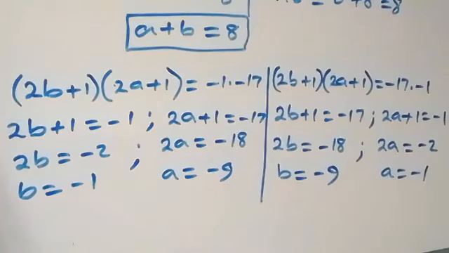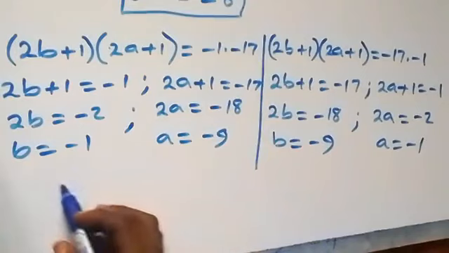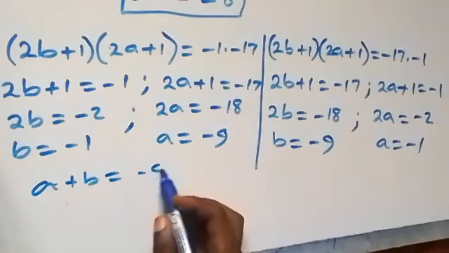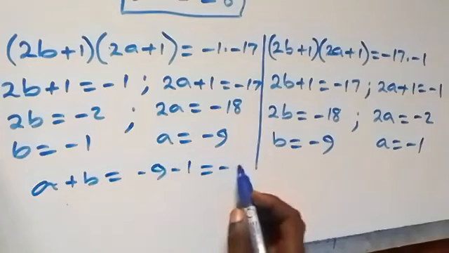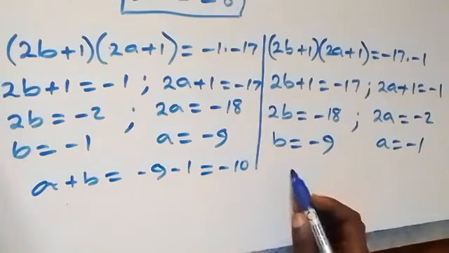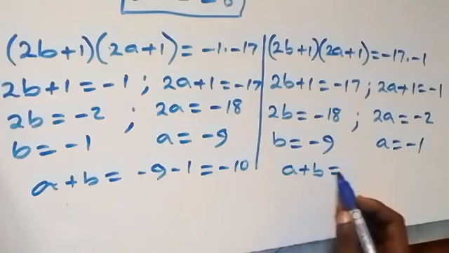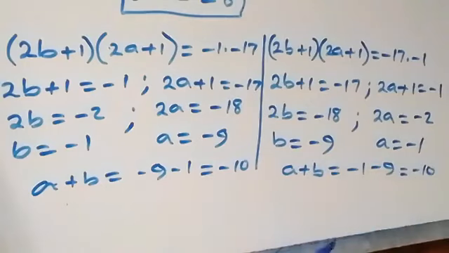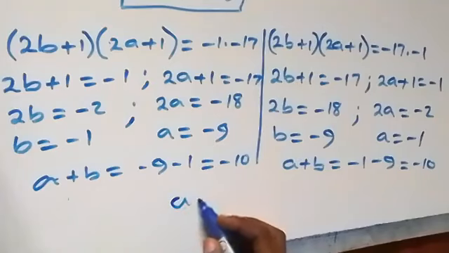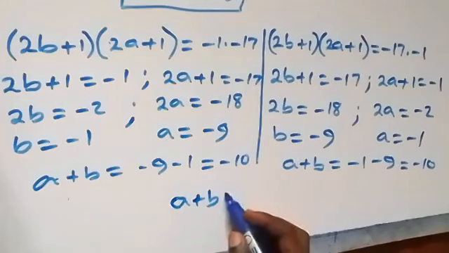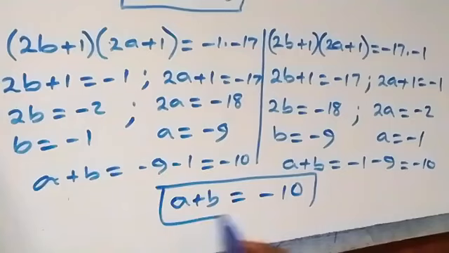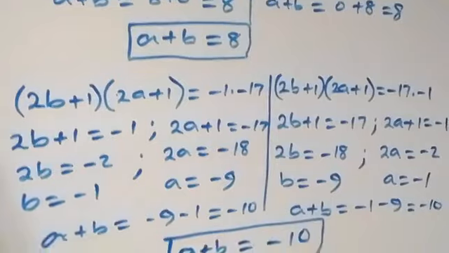Now, from here, we have on this side a plus b equals minus 9 minus 1, which is minus 10. And also a plus b on this side is minus 1 minus 9, which is also minus 10. Both are the same. Then in the second case, we have a plus b equals minus 10. So here we have the results to the given problem. That is a plus b equals 8 or a plus b equals minus 10.